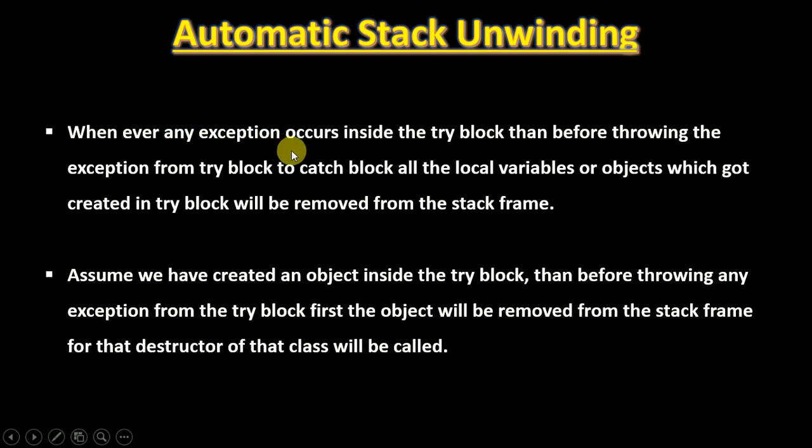So whenever any exception occurs inside the try block, then before throwing the exception from the try block to the catch block, all the local variables or objects which got created in the try block will be removed from the stack frame. Even though the CPU control is not hitting the closing curly brace of the try block, all the local variables will be removed from the stack frame. So assume we have created an object inside the try block. Then before throwing any exception from the try block, first the object will be removed from the stack frame, and for that the destructor will be called. We know that whenever the object is going out of scope, the destructor will be called.